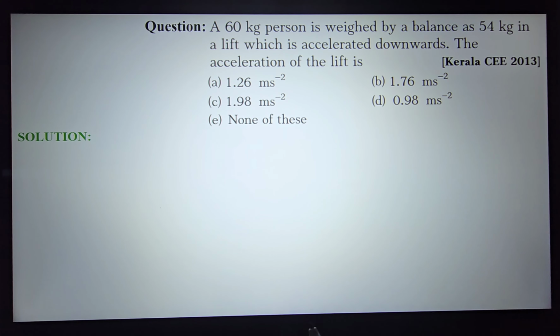Now the next question: a 60 kg person is weighed by a balance as 54 kg in a lift which is accelerated downwards. The acceleration of the lift is... अब देखिए जब लिफ्ट नीचे जाती है, मैंने आपको बताया था, तो इफेक्टिव वेट कम हो जाता है. Now, उसमें उसका वेट, 60 kg वाले का वेट जो है, 54 kg है. Now how to solve this problem?